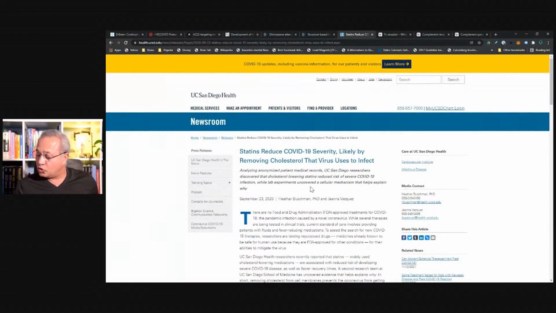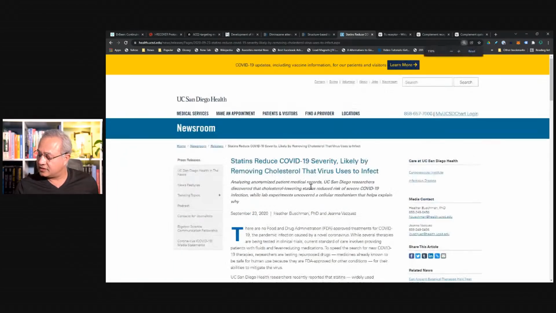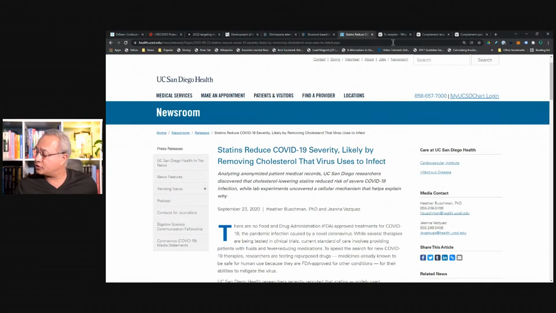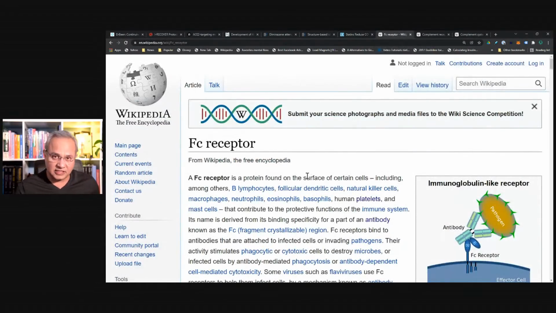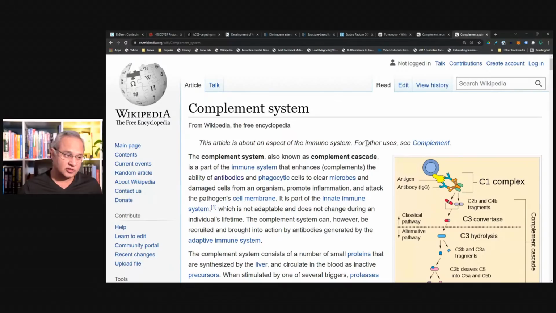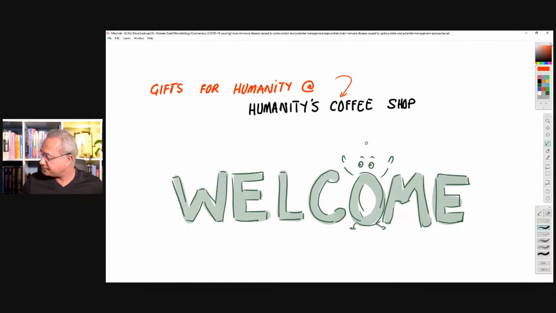Then the role of statins, and statins is part of the I Recover protocol as well. I would explain that today as well. Then what is an FC receptor, because we're going to talk about that today. What is the complement receptor and complement system? We're going to talk about that today as well. So these are the references. I'm going to now start the discussion. So today's discussion is going to stay very focused on the therapy.